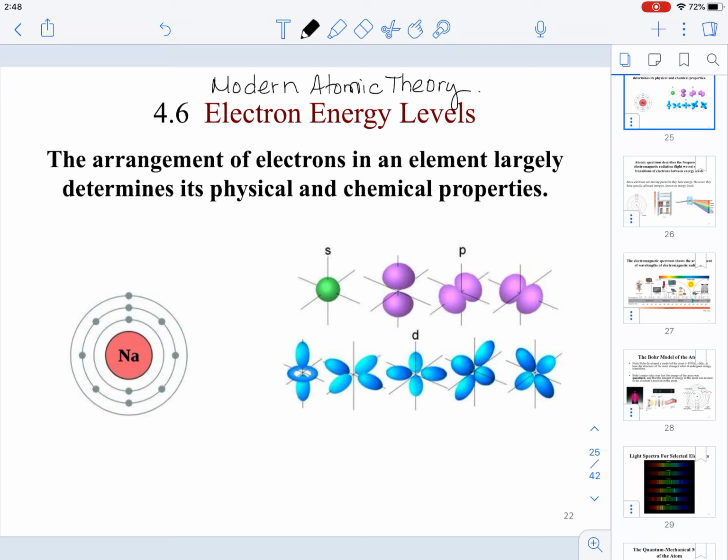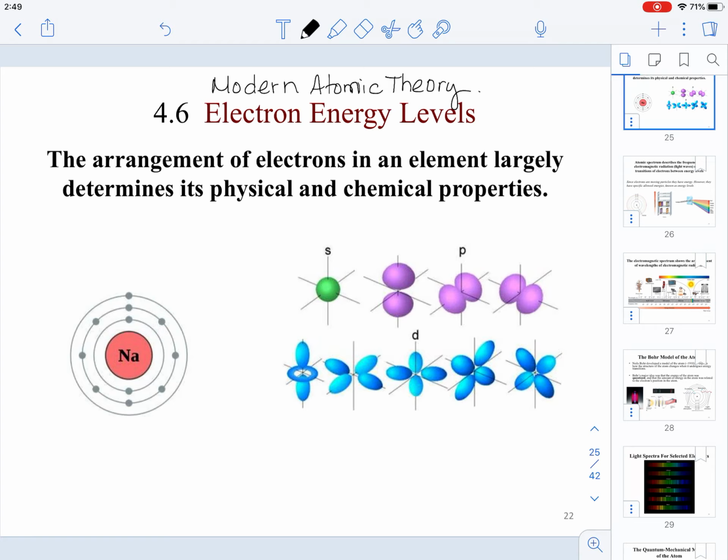Or actually, we don't even know if they're circling the nucleus. We just know that they are surrounding the nucleus because it makes sense, since the nucleus is positive, that they are going to be around it. It is important that we talk about modern atomic theory because in chemistry, the arrangement of the electrons is what determines the physical and chemical properties of these elements.